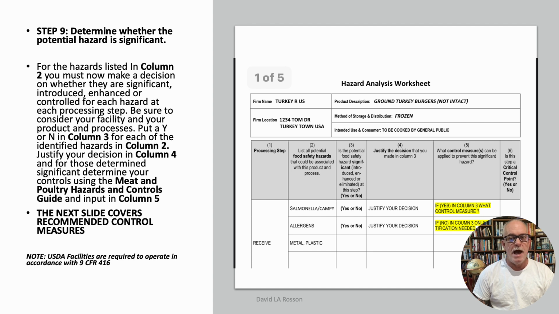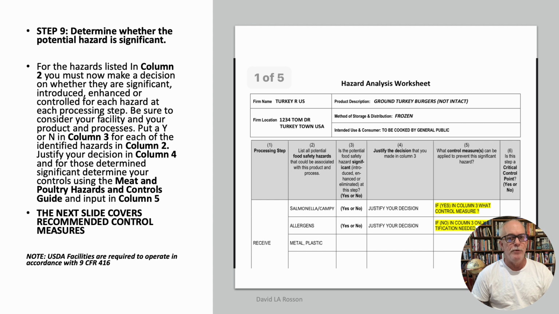So for each of the hazards listed in column 2, you need to make a decision. Are they there? Are we putting them there? Are we making them worse? Or are they significant? Are they introduced, enhanced, or controlled? Look at each hazard at each processing step and answer yes or no in column 3. Now, for each answer in column 3, yes or no, in column 4 you're going to justify that decision. Why did you say that? Why did you say yes? Why did you say no?